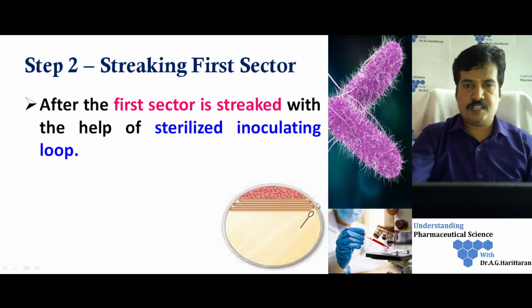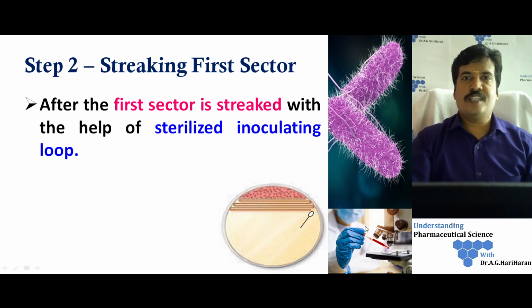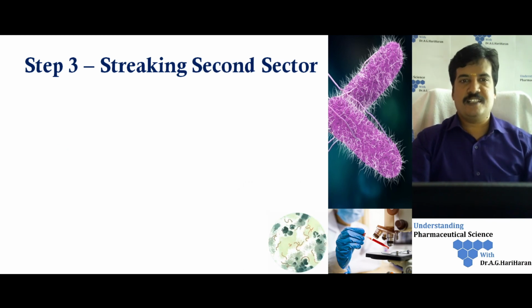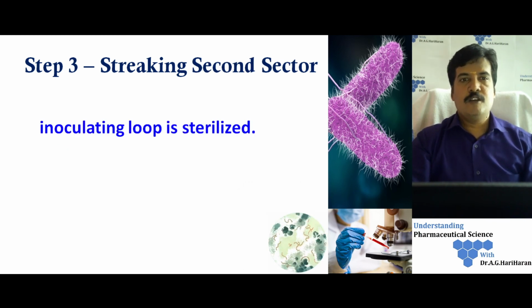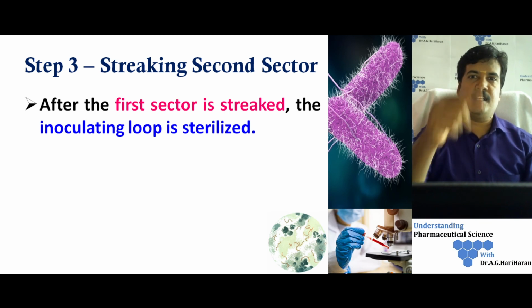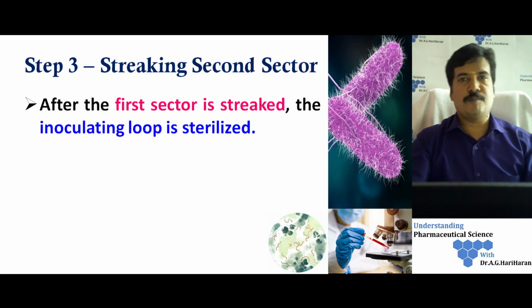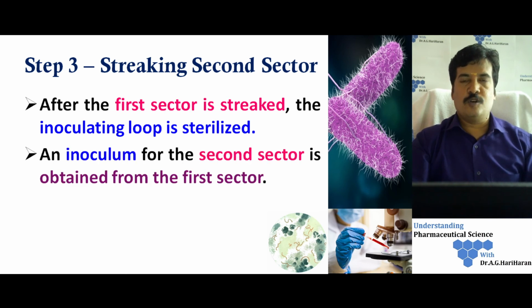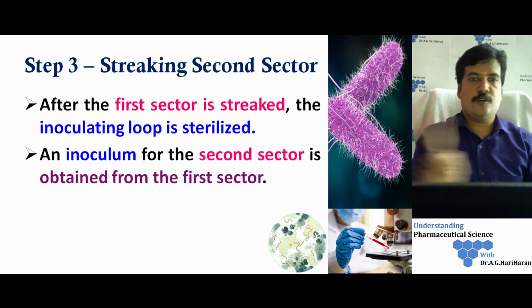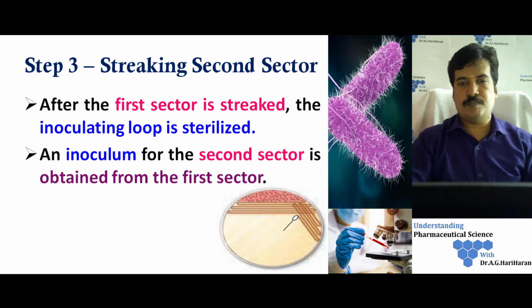With the help of the sterile inoculating loop, we streak it, and we get this. Then we rotate the Petri dish and streak the second sector. For streaking the second sector, the inoculating loop should be sterilized once again in the blue flame of the burner and allowed to cool after streaking the first sector. Then we pick up the sample by touching the end of the first sector and streak it into the second sector. You can see from this picture that the second sector has been streaked.